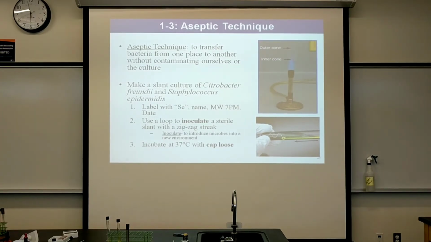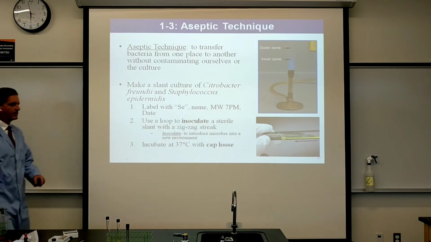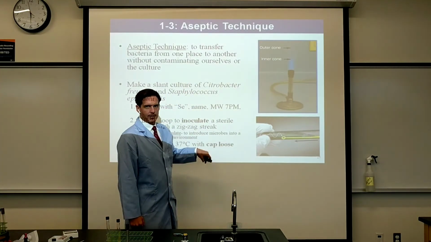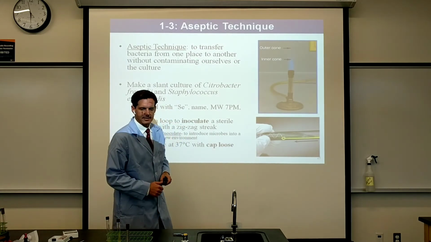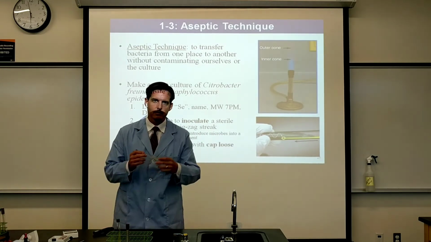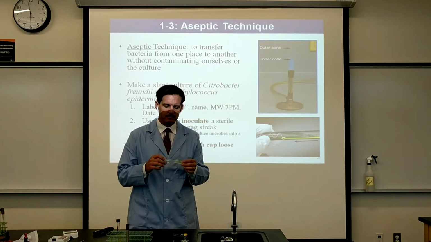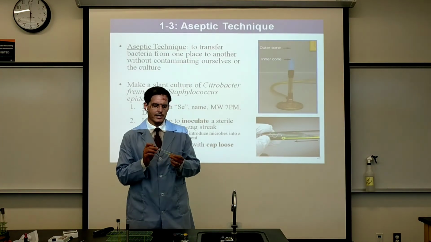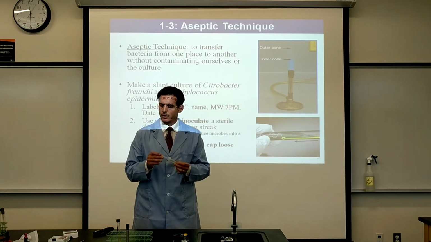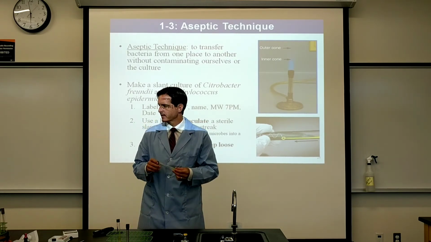So now it's time to go live. We did our dry run, and now we're going to do the real thing. So we're going to follow the steps that are on this instruction list. And just a little word about labeling, first of all. I'm going to make my own brand new slant of bacteria, just like you guys would. You have to label this.